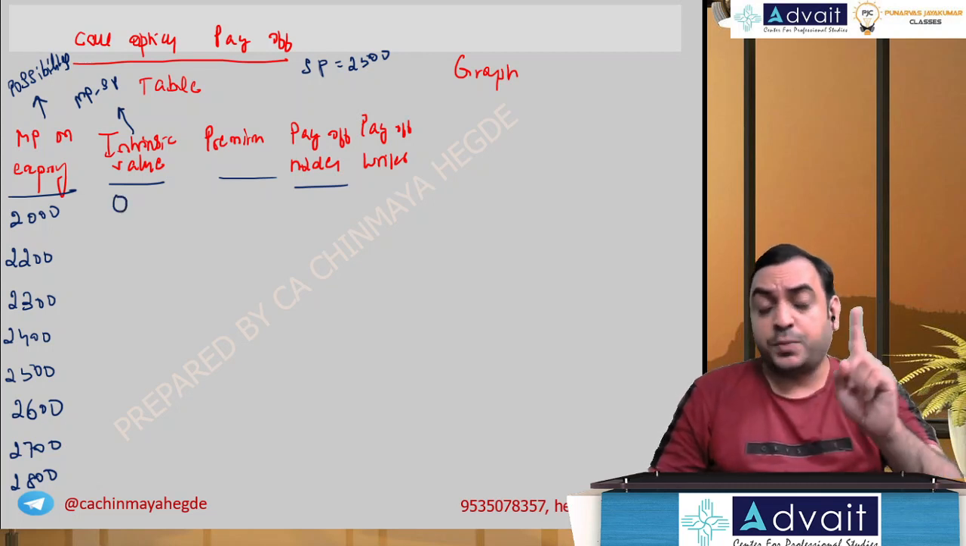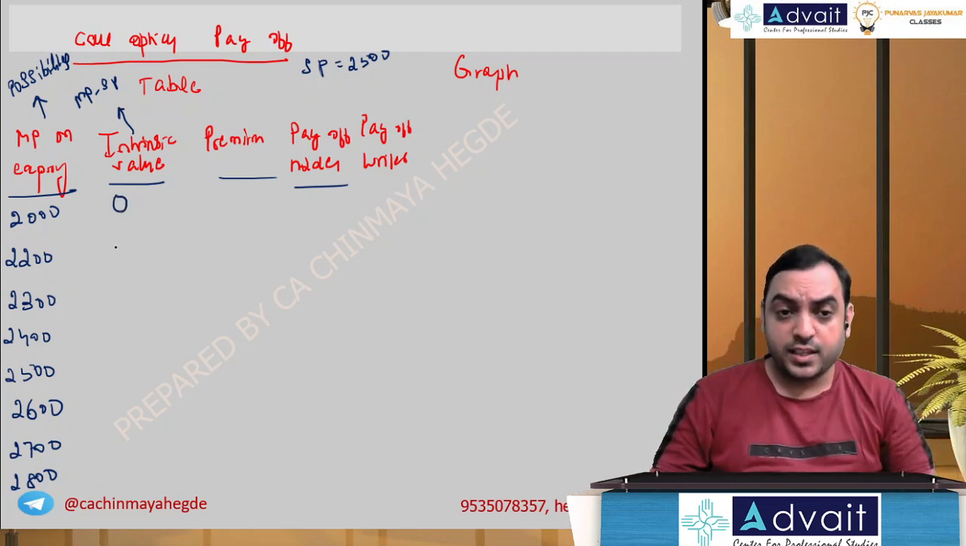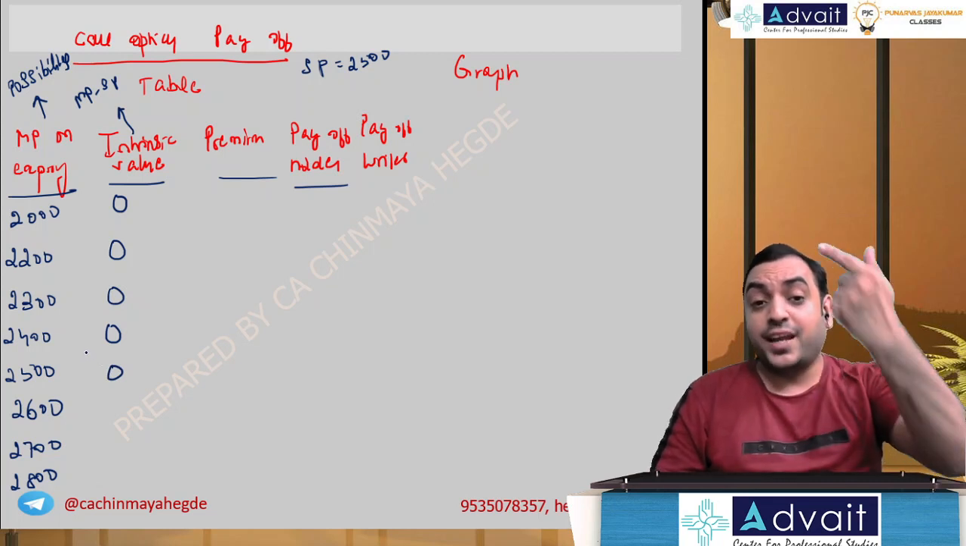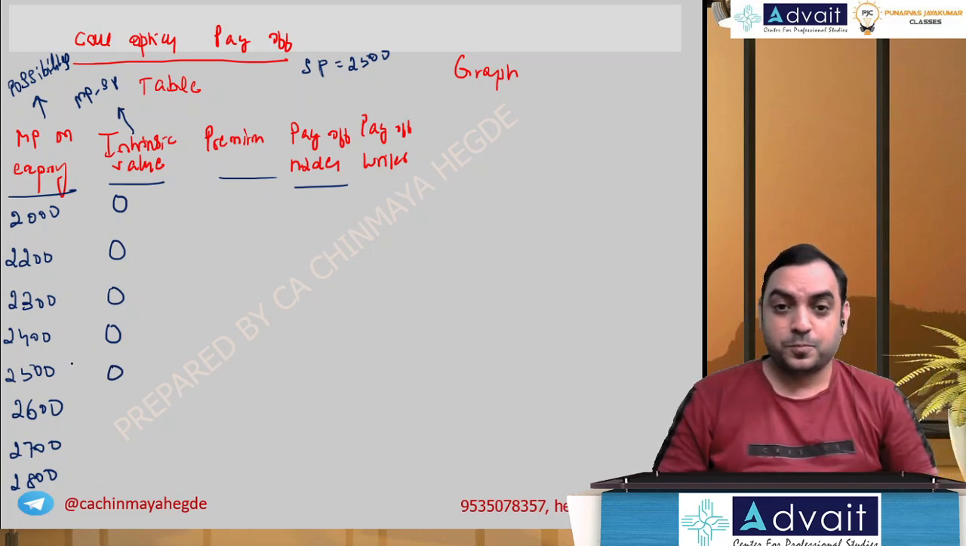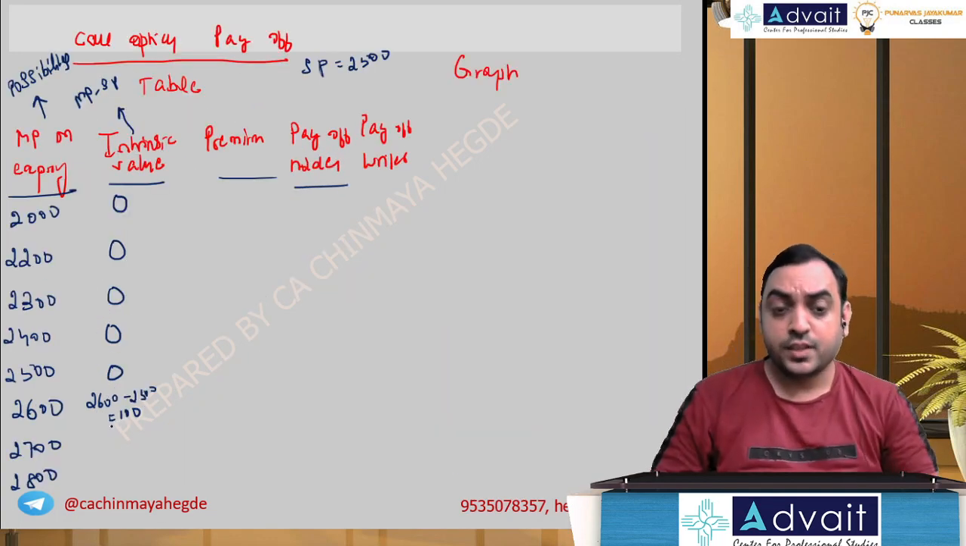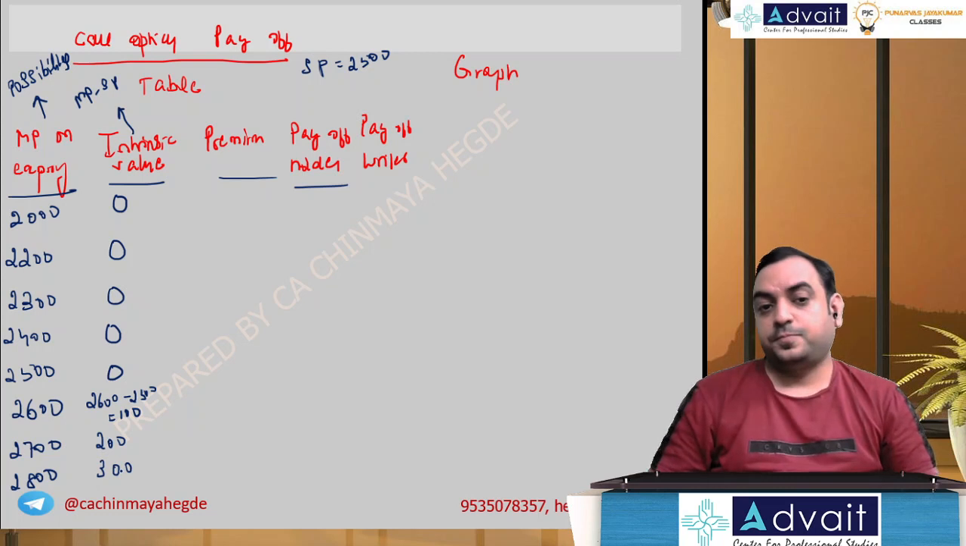Don't do MP minus SP and don't write a minus number. This is again 0. This again 0. At 2,500, yes, again 0. At 2,600, market price is more, so exercise. What is the intrinsic value? 2,600 minus 2,500, 100. This I showed you in the calculation. And if market price goes up, 200. Again goes up, it is 300.